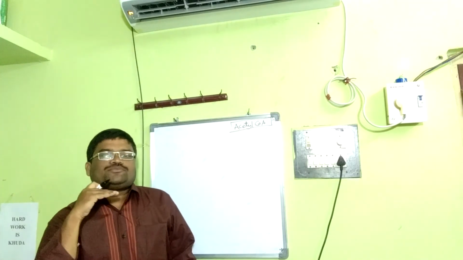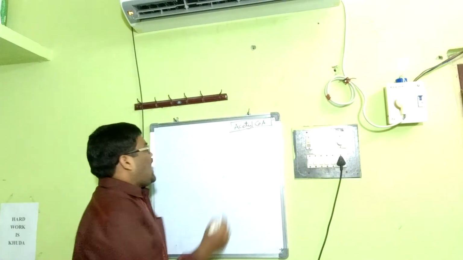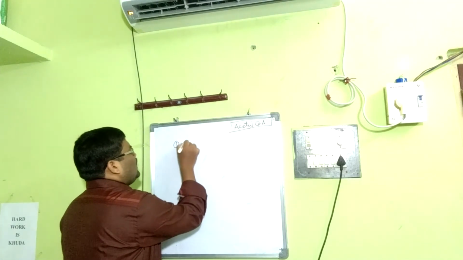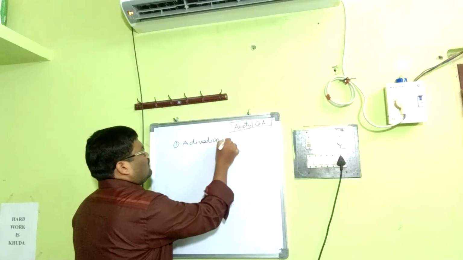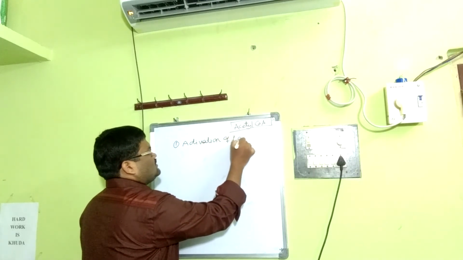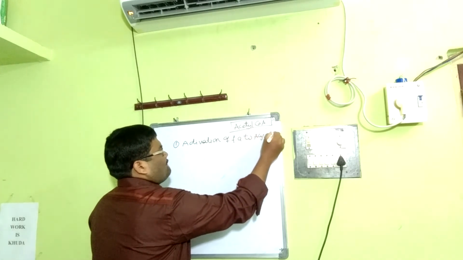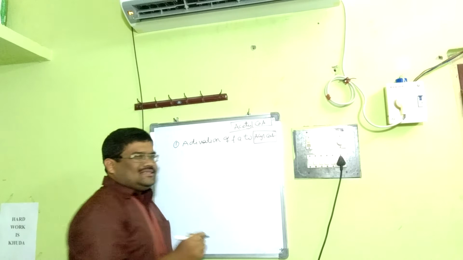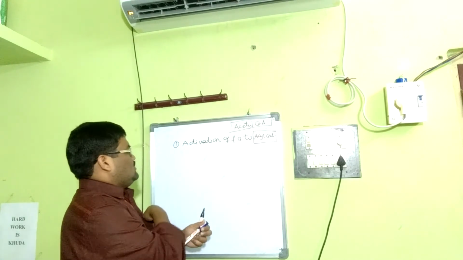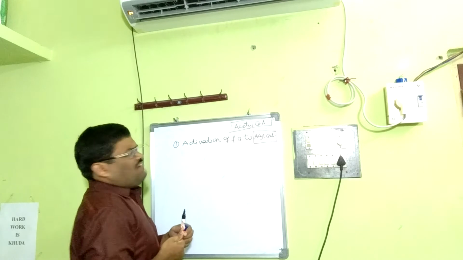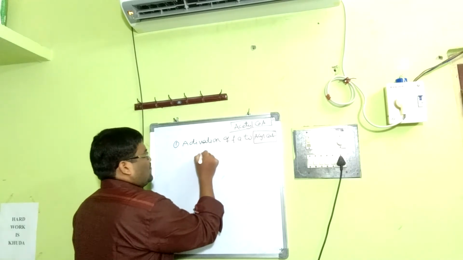I told you already, there are 3 steps. Activation, transport, then beta oxidation. First, the activation of fatty acids to acyl coenzyme A. This is a 2-step process. For example, say this is one fatty acid, any fatty acid. For understanding, we will think like this. This is fatty acid.